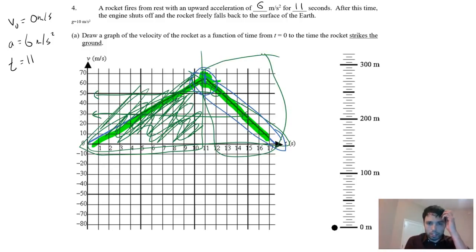Right? What happens in that section? Because I've already calculated the part, I don't need it anymore. I'm done with it. Let's just look at this part here. All right? So what is my initial velocity then? It's going to be 66, not 0.